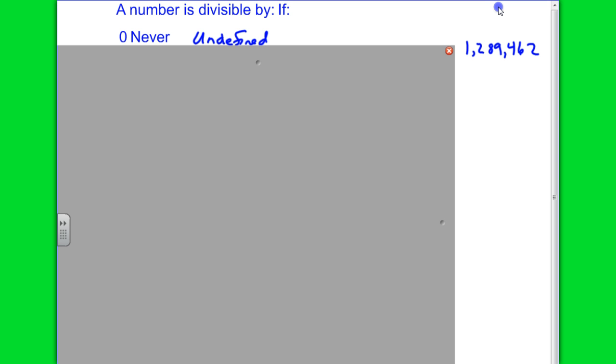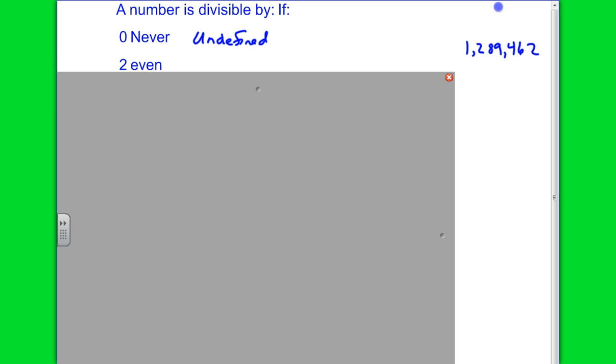How about 2? How do you know? Is this number here? Everybody look. Don't say it, please. Look at the number that we got. Is it divisible by 2? Yes or no? Yes. And how did you know? Where did you look? Brianna. It was even. Good.